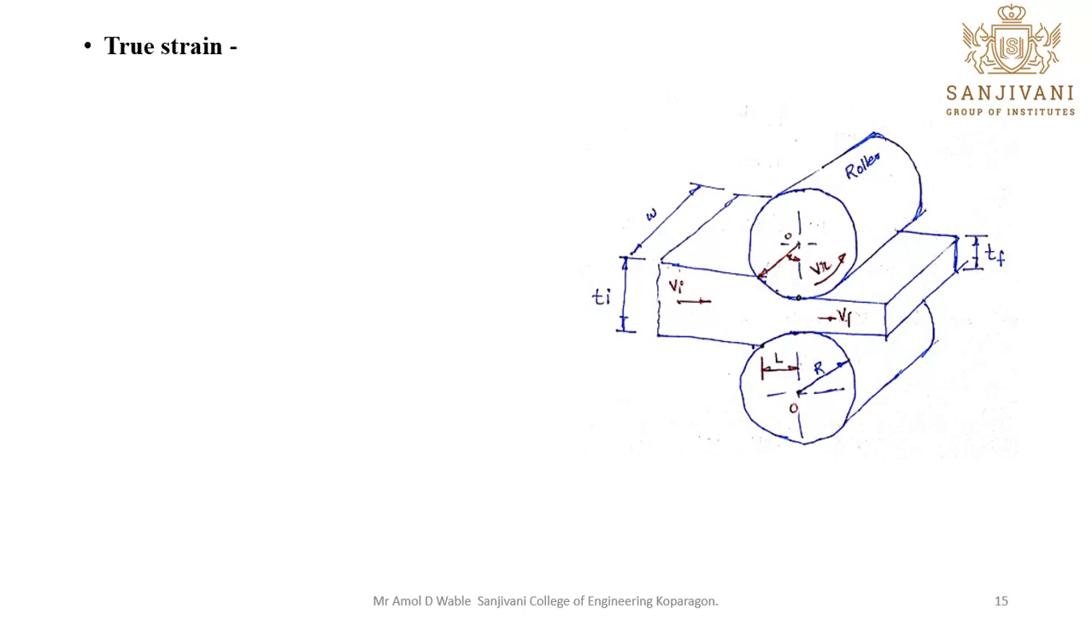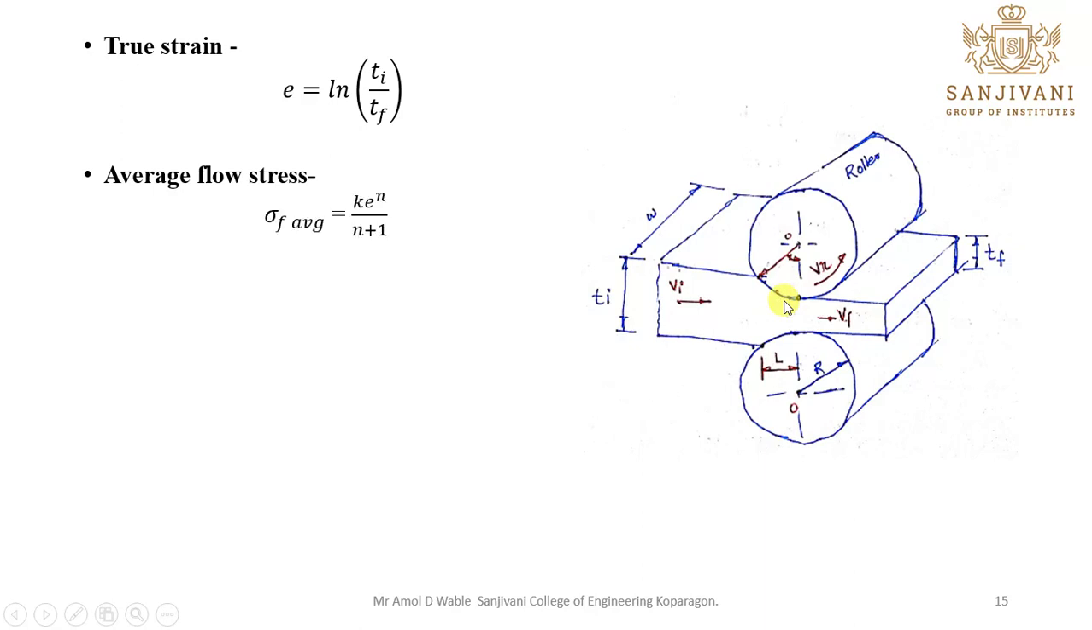So let us see the true strain. So true strain is given as e is equal to ln of T initial divided by Tf, that is initial thickness divided by final thickness. Then average flow stress. As we discussed in the previous slide, we use the average flow stress as the area here is going to be reduced gradually. So we need to use average flow stress as what? K e raised to n divided by n plus 1.